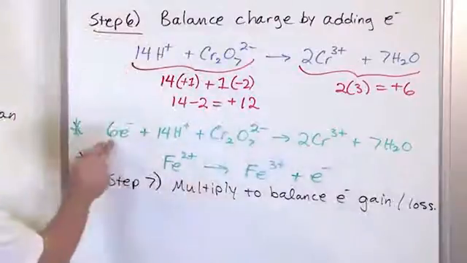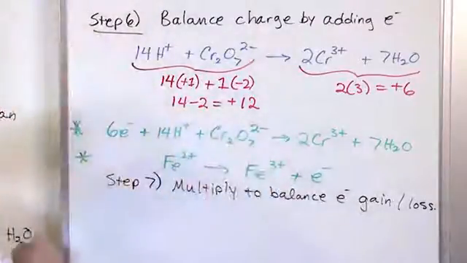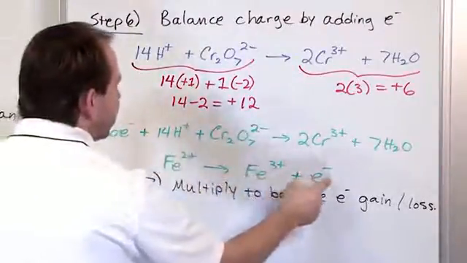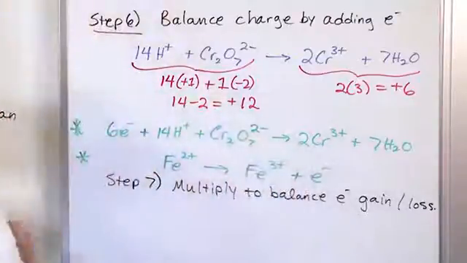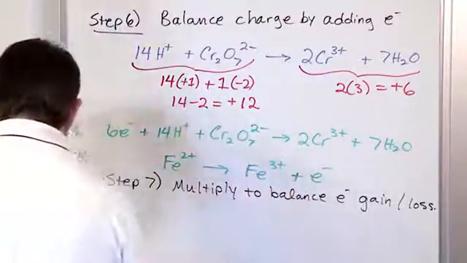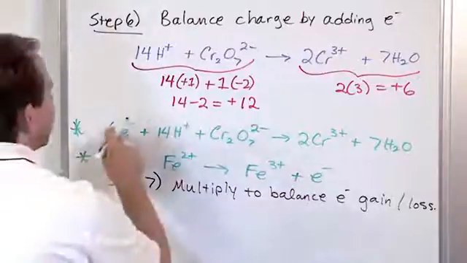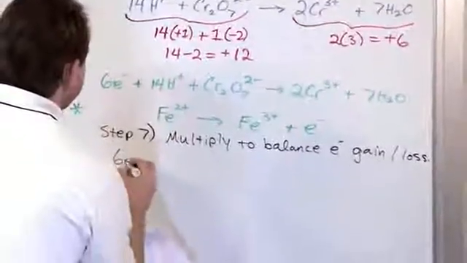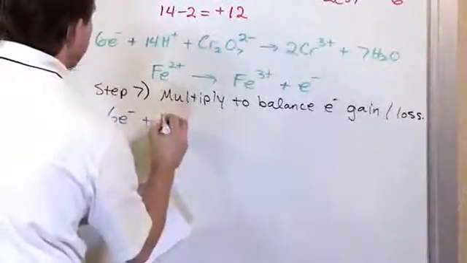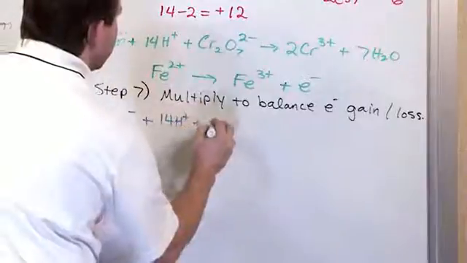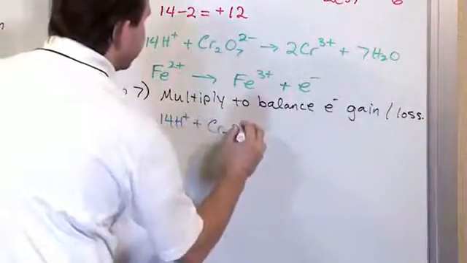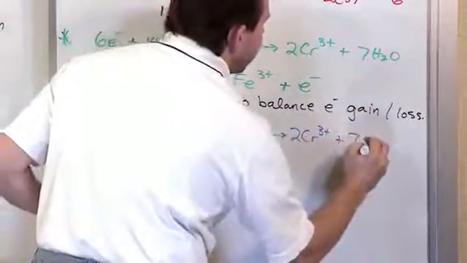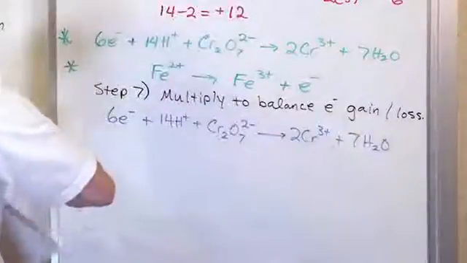And notice that we have 6 here and 1 here, so all we really need to do is multiply this reaction by 6, because then I'll have 6 electrons lost over here and 6 electrons gained over here. So in order to make this consistent, I'm going to rewrite the top equation because there are no changes to it. I don't have to multiply anything. 6 electrons, 14 hydrogen ions, Cr2O7, yields 2 chromiums and 7 H2Os. All right, so that's that.